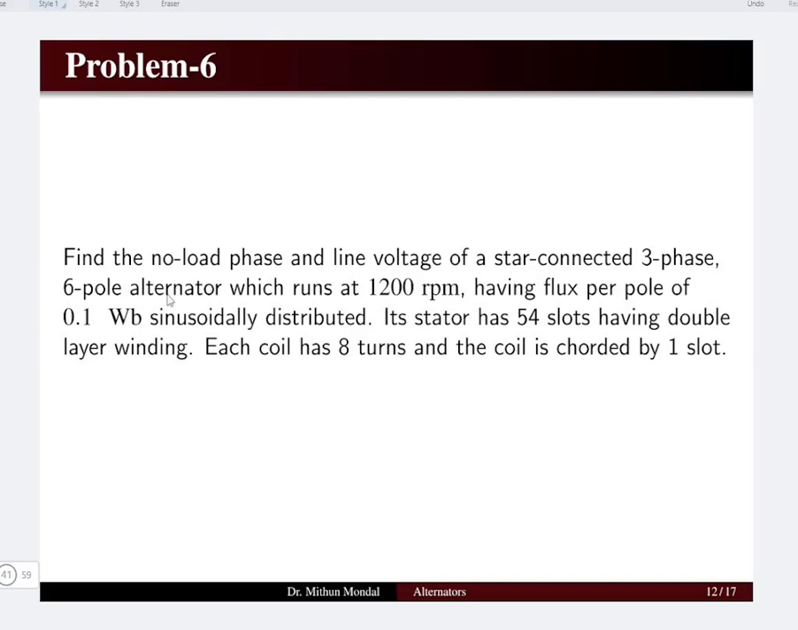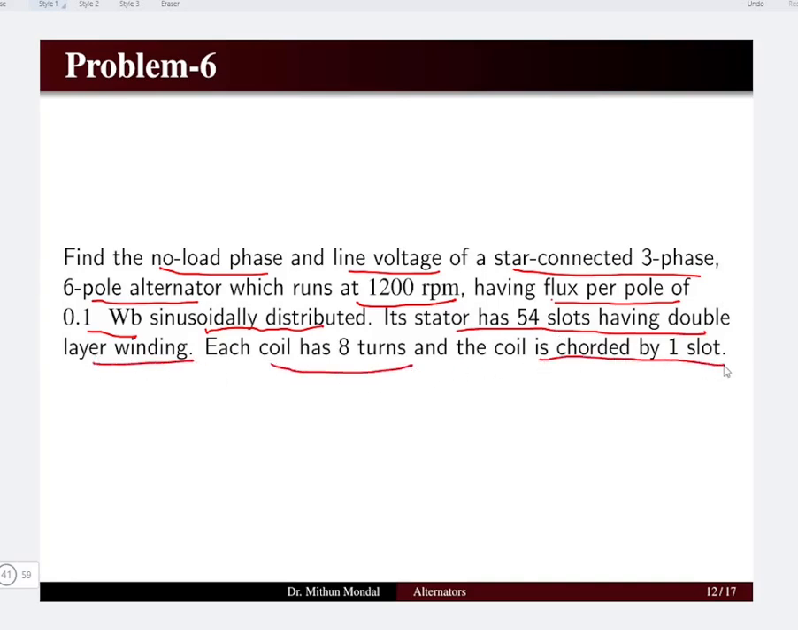Problem number 6. Find the no load phase and line voltage of a star connected 3-phase 6-pole alternator, which is running at 1200 rpm, having a flux per pole of 0.1 Weber, which is distributed sinusoidally. The stator has 54 slots having double layer winding. The coil has 8 turns and the coil is chorded by 1 slot. So it is short pitched by 1 slot, with a total of 54 slots, and each coil has 8 turns, as given to us.